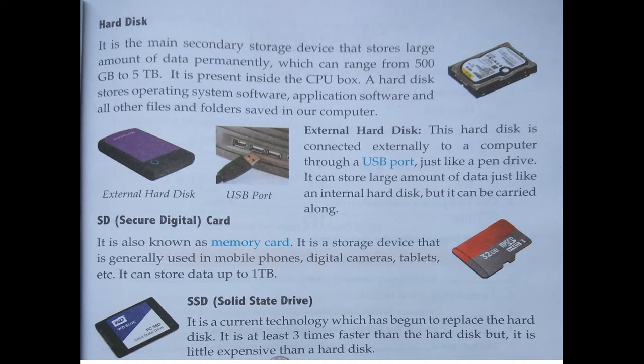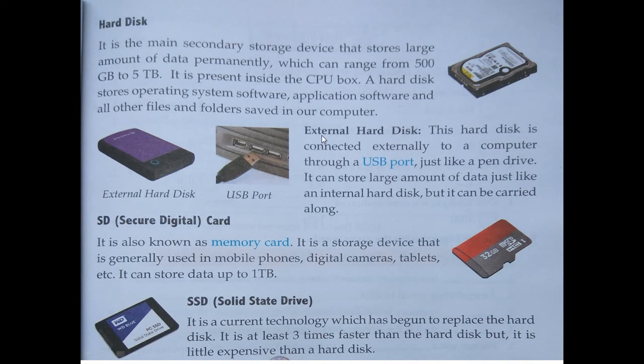It is the main secondary storage device that stores large amount of data permanently, which can range from 500 GB to 5 TB. It is present inside the CPU box. A hard disk stores operating system, software, application software, and all other files and folders saved in our computer. When we are working in a computer, whatever file we save, it may be PowerPoint file, Excel file, Word file, Paint file, that file will be saved in hard disk. Okay.